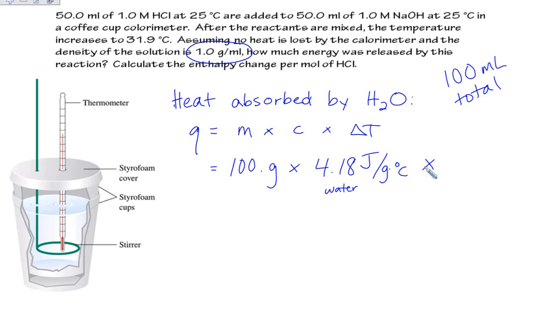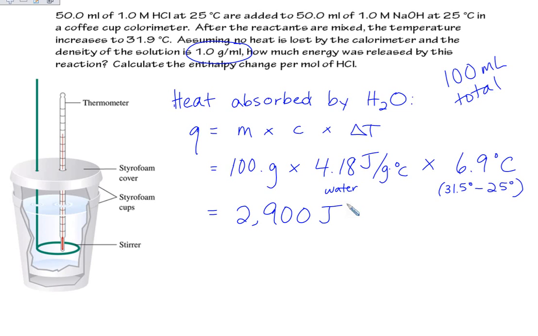And then our temperature change will be final minus initial. 31.9 minus initial, both are at 25. So let's say a 6.9 degree temperature change. So that was 31.9 minus 25. Final minus initial. So we plug all this in, and we get 2,900 joules of energy.